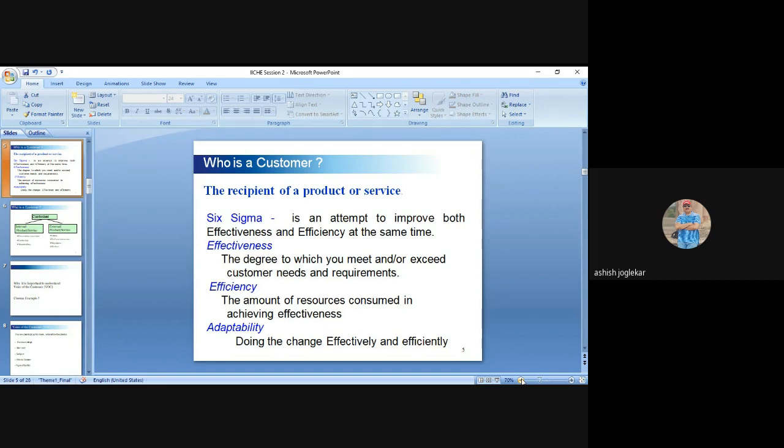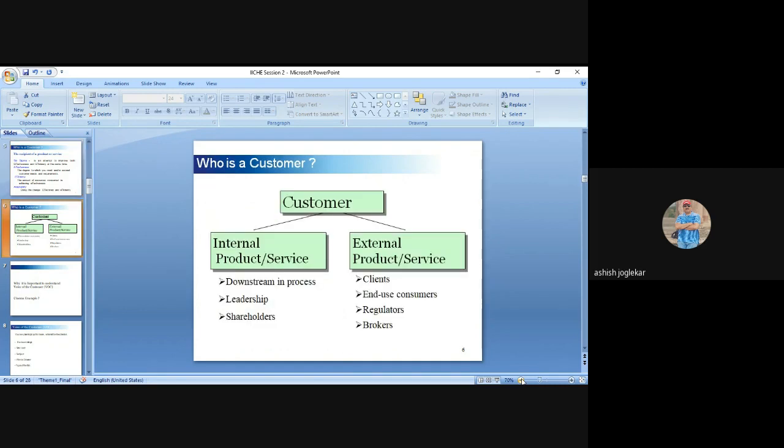Matlab, for improving efficiency and for improving effectiveness, you have to change something: change the process step, improve your cycle time, or change some steps, or change the process you are doing. For those 2 things, you have to adapt to the change. So adaptability is the key word for improving the efficiency and effectiveness in the process. Next slide. Visible, who is the customer?